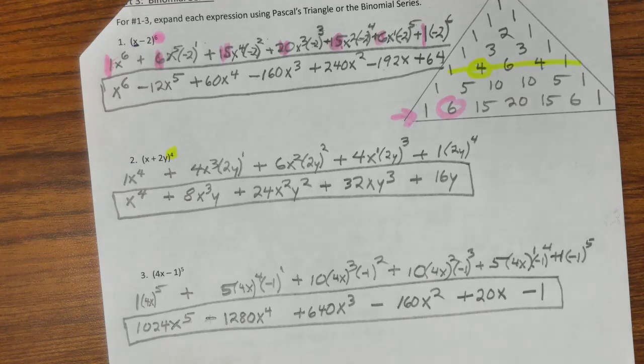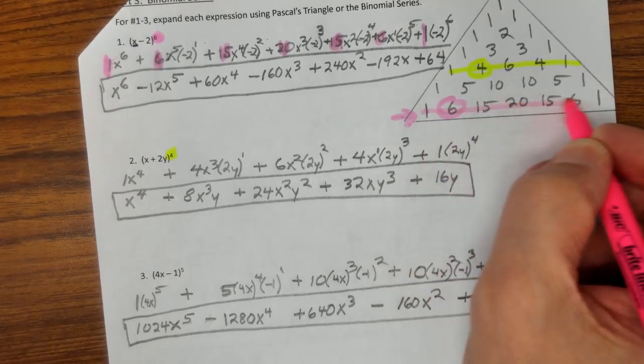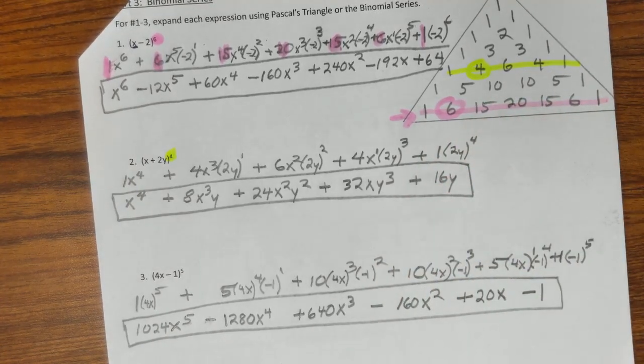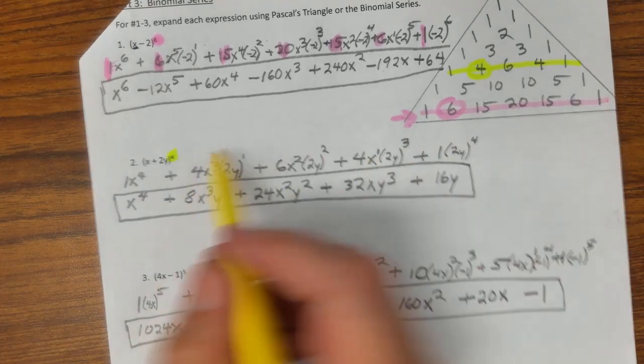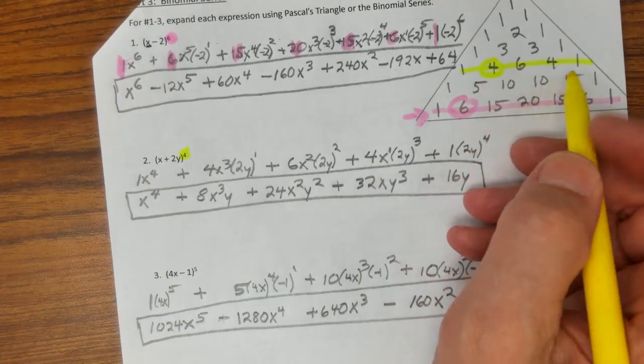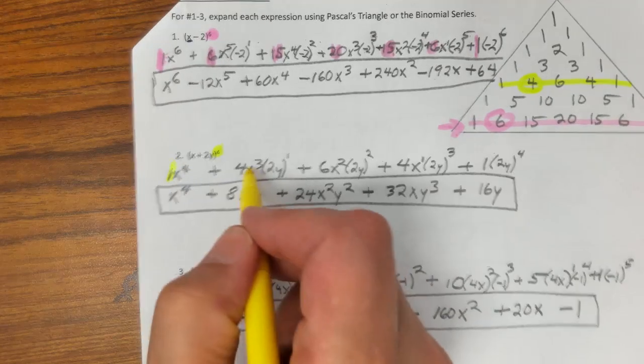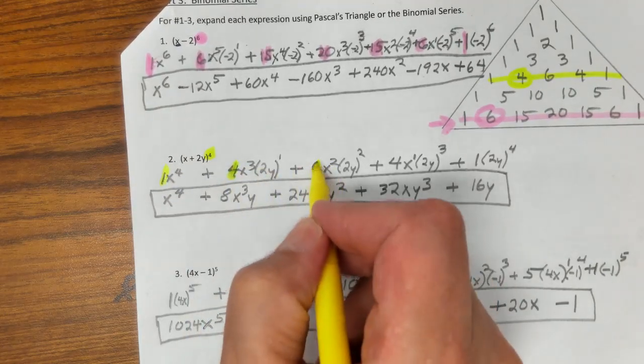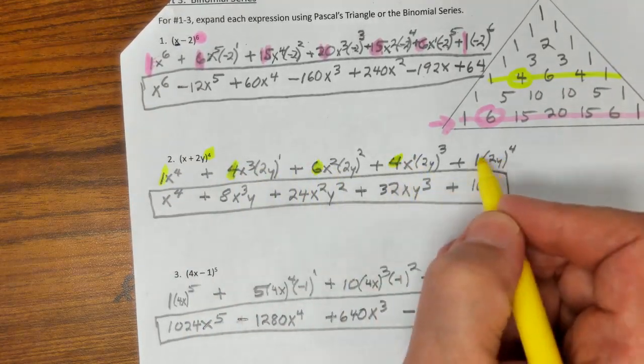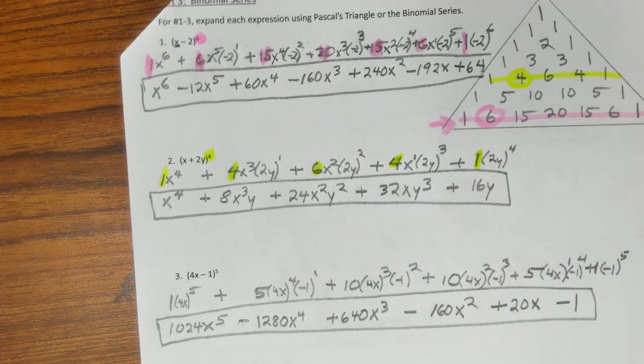All right, so to be consistent, let's go back. So the first problem we used that row of numbers. All right, so back on number 2. So we're going to use this row of numbers, 1, 4, 6, 4, 1. Again, make sure you leave plenty of room behind those numbers.